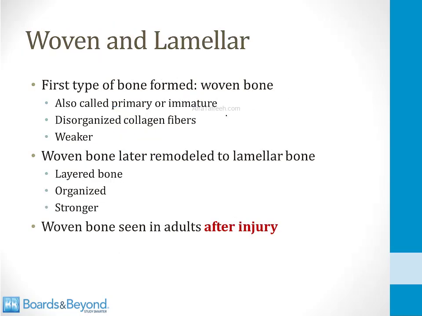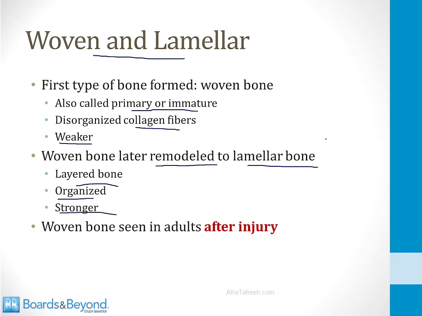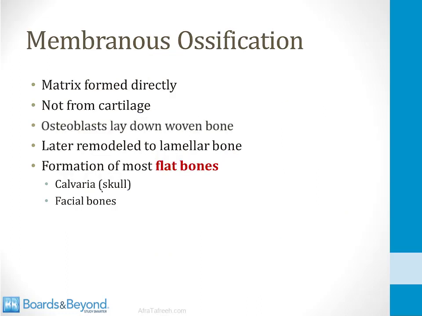We'll get back to the in utero formation of bone tissue in a minute, but let me pause and mention woven and lamellar bone. Woven bone is the first type of bone formed by osteoblasts. It's also called primary or immature bone, and it contains disorganized collagen fibers, and it's relatively weaker bone. Later, this woven bone is remodeled or replaced by osteoblasts, and it becomes lamellar bone. Lamellar bone is layered and organized and stronger. So at the growth plates in children, you will initially see osteoblasts lay down woven bone, and then later it will become lamellar bone. You can also see woven bone in adults if there's an injury. This is the type of bone that osteoblasts will initially lay down at the site of a bone fracture or injury.